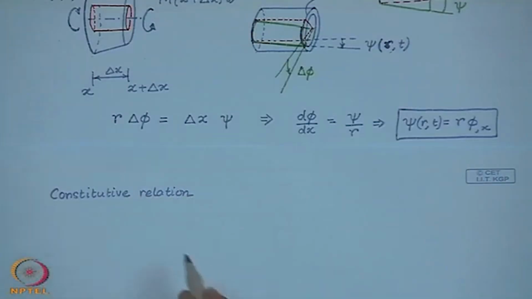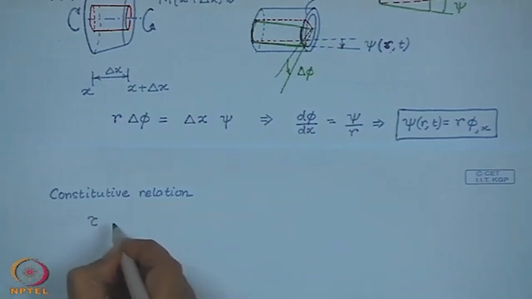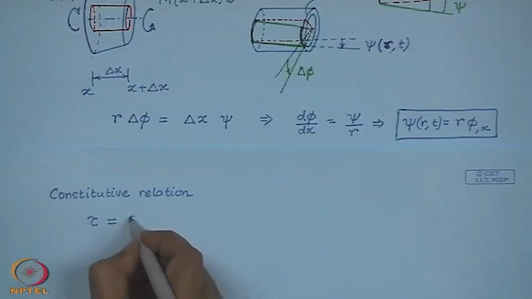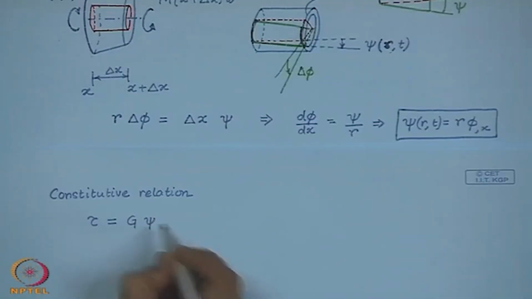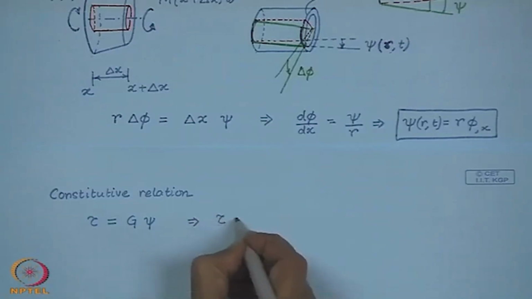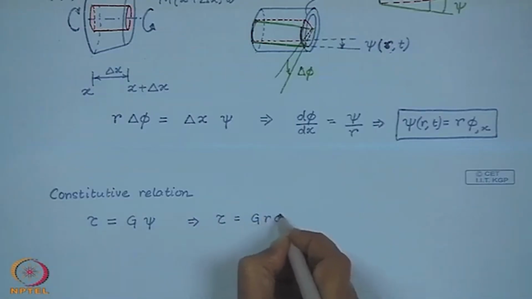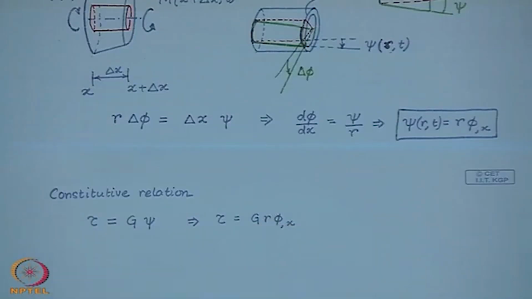So, we know from Hooke's law that the shear stress is proportional to the shear strain. So, the shear stress is G times the shear strain. So, if I use the kinematic relation in this expression, I have the expression of the shear stress at any radius r at any location x at any time t.